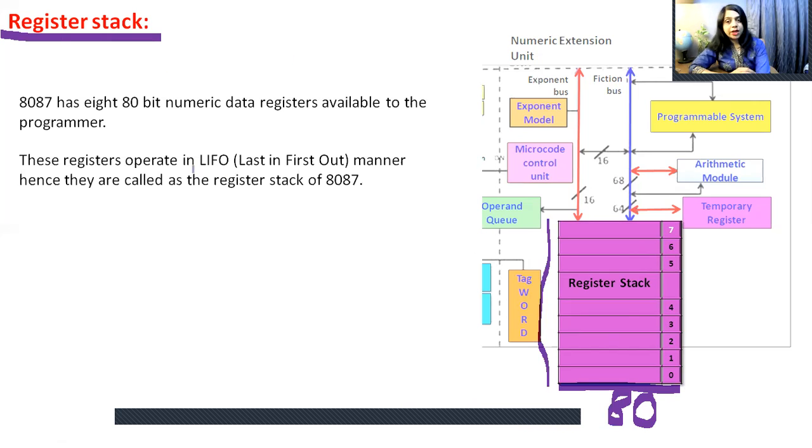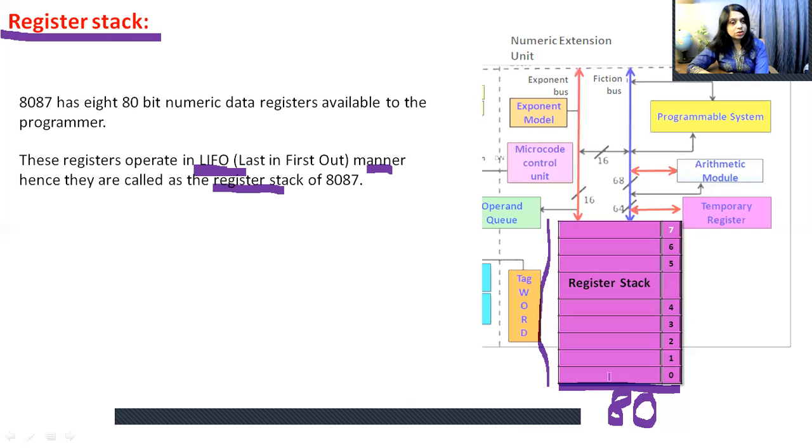These registers operate in last in first out manner. Hence they are called the register stack. What is the meaning of this? As I said, it is a stack of registers, kept one above another like this. So it is like a stack of plates. When we keep a stack of plates, whatever plate we keep last, we take out first. Similarly, this also operates in the same fashion. Whatever data we stored at the end, that we have to take out first. So that is why it is written last in first out.